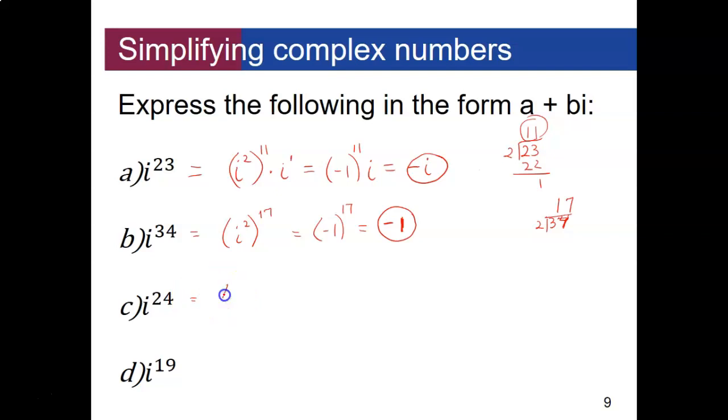Okay, on i to the 24th, again, we'll start out with i squared. And if we think about 24, we'll divide 2 into it, and it'll go 12 times. So this would be i squared to the 12th power. So that's going to be -1 to the 12th. A negative to an even power is going to be positive. So my answer is +1.